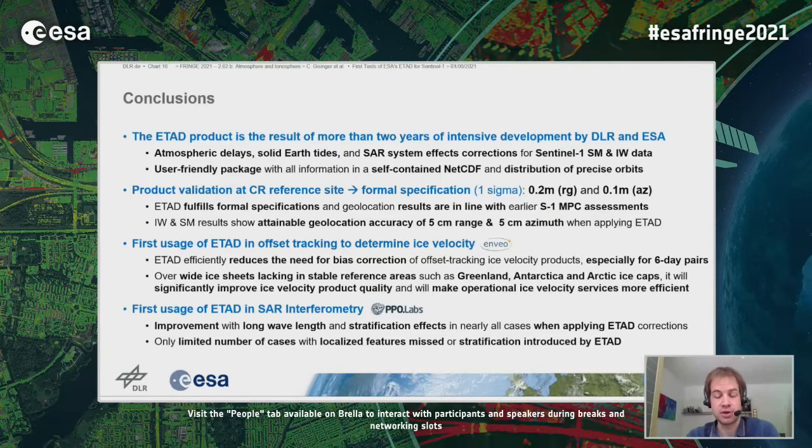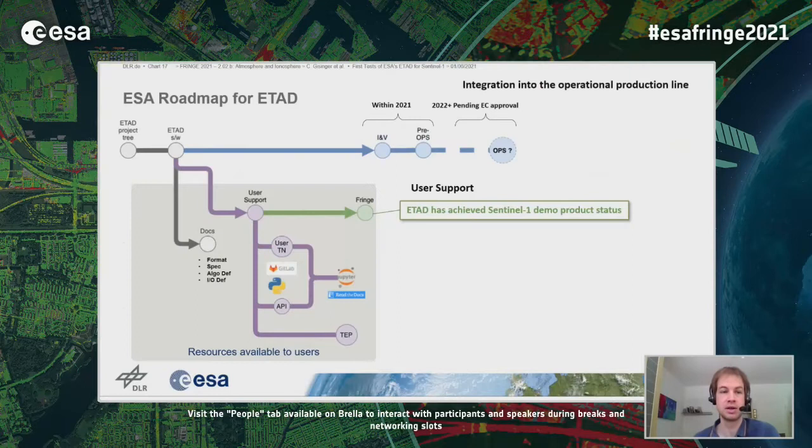What they see in their different interferograms is that in most cases the ETAD is really helping and is not, let's say, introducing new distortions. Only very few, let's say, localized features are sometimes missed, and on occasions stratifications are introduced, but this occurred really only in a very few of these test cases that we analyzed. Now, to summarize a bit, the outlook here on the ETAD roadmap.